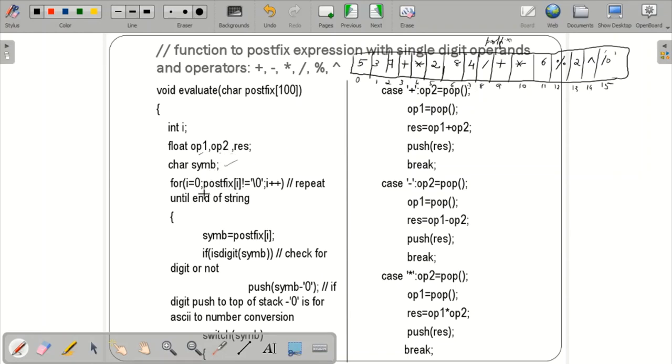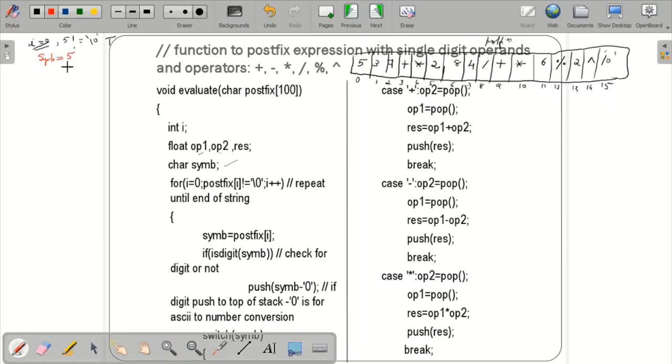So over here, initially for I equal to 0, postfix of I, this is my postfix expression. What is there in postfix of I? For I equal to 0, we have postfix of 0 as 5, not equal to null character. Whether it is equal to null character, no, you have to do this until the end of the string. It is not equal to null character, so it is true. If it is true, whatever is there in postfix of 0, that is 5, needs to be stored in sym. So your sym will now have 5.